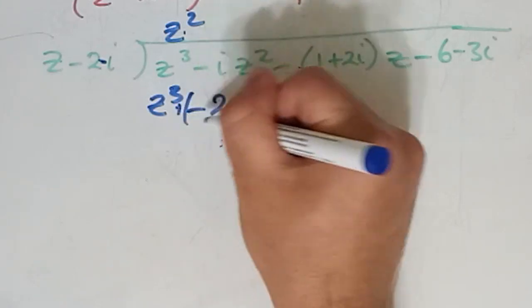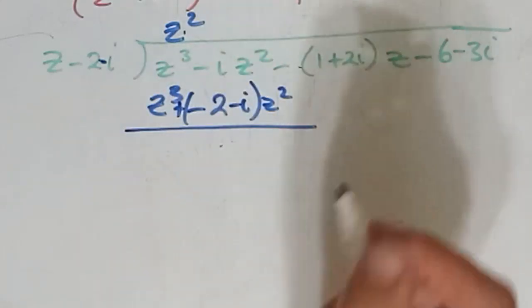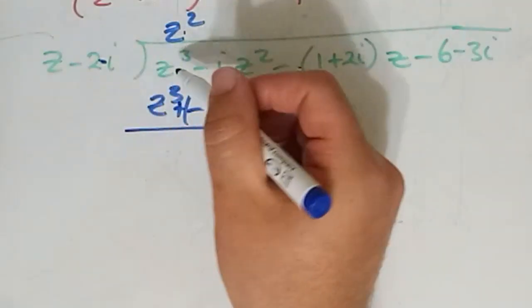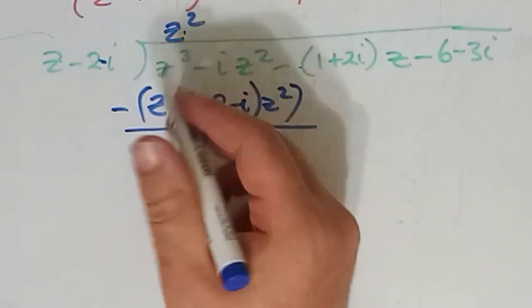Let's put a little plus sign there and put it in brackets. Z squared, plus sign. Ugh, it's messy already. Okay, z cubed minus z cubed, because we're going to minus all this away. So z cubed minus z cubed is 0.